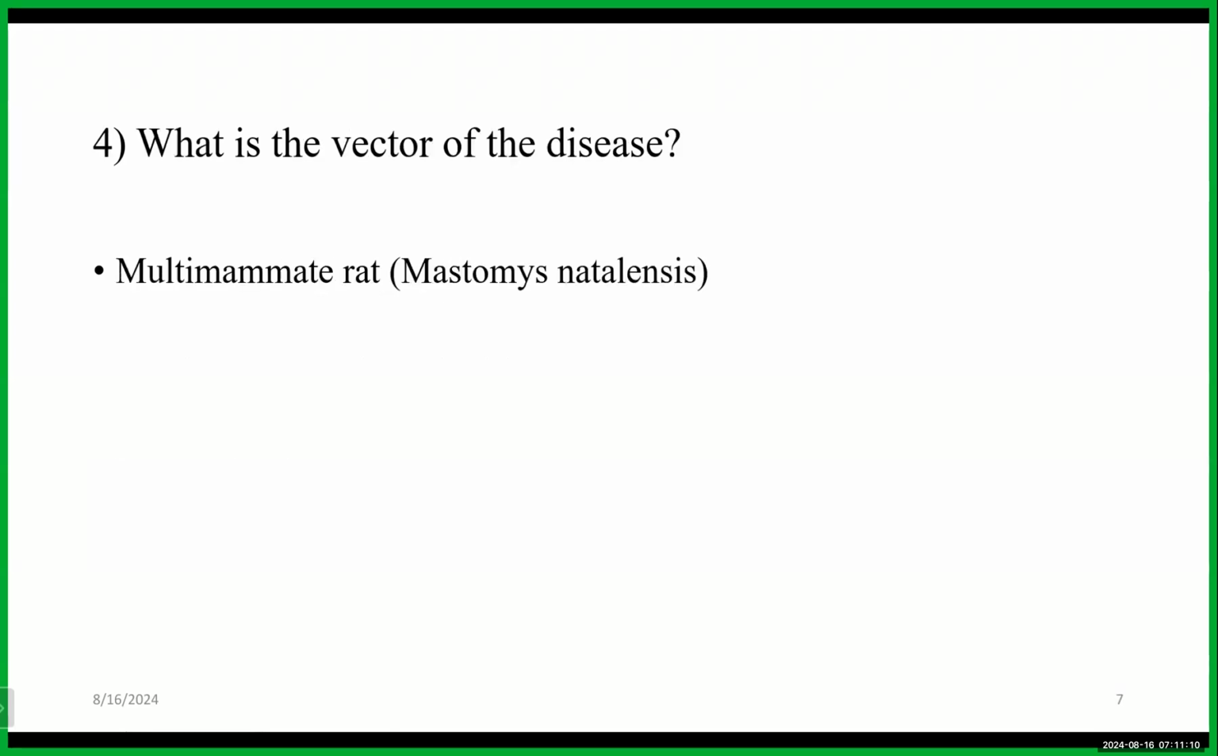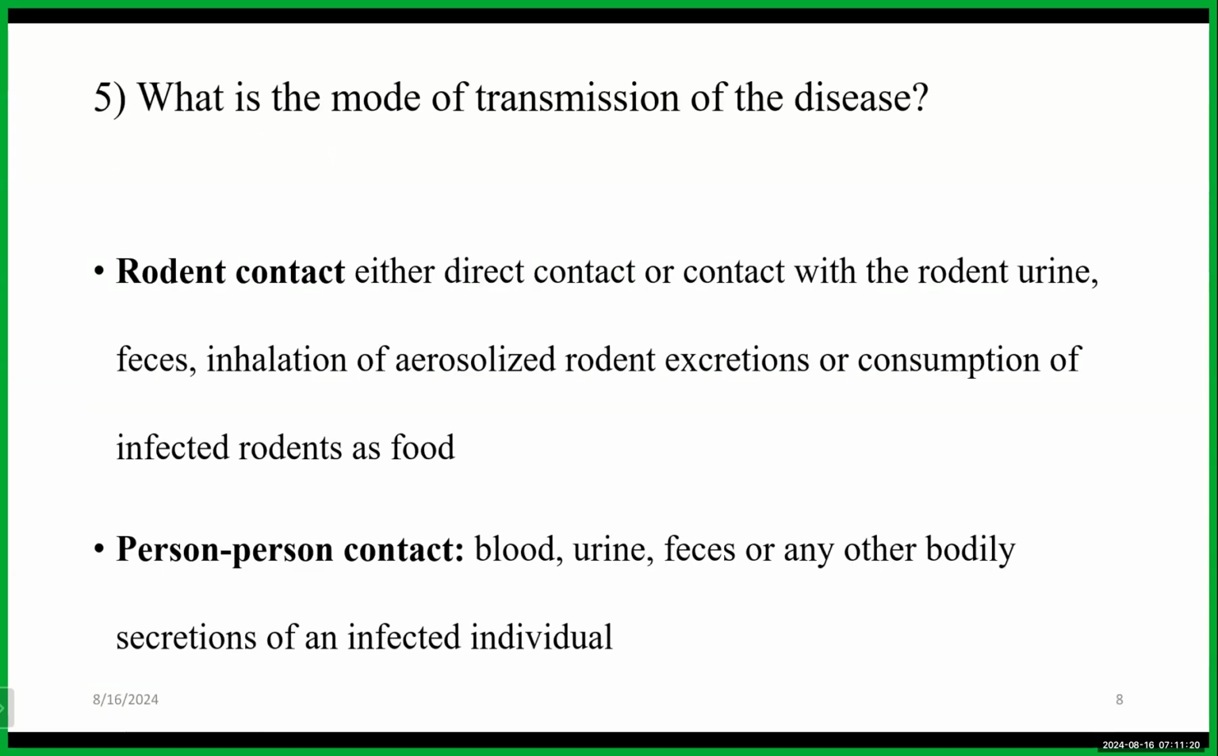So what's the vector of the disease? The vector of the disease is a multimammate rat called Mastomys natalensis. So what's the mode of transmission of this disease? The mode of transmission is rodent contact, which could be direct or indirect contact with rodent urine, feces, or inhalation of aerosolized rodent excretions, or consumption of an infected rodent as food. Then there is person-to-person contact, via the blood, urine, or any other bodily secretions of an infected individual.